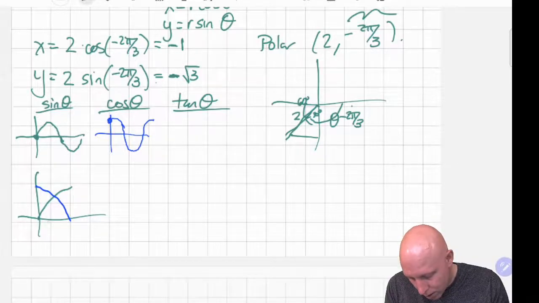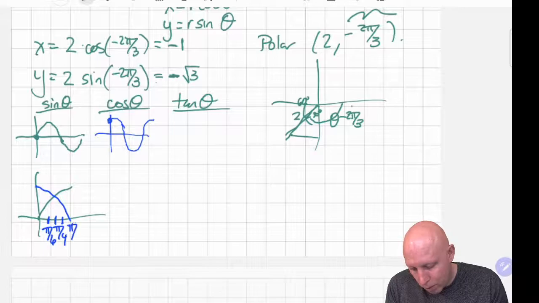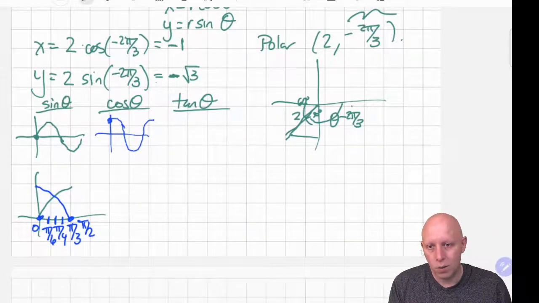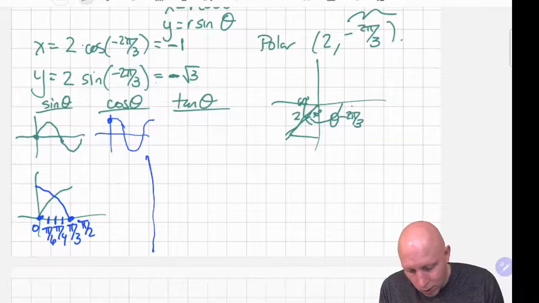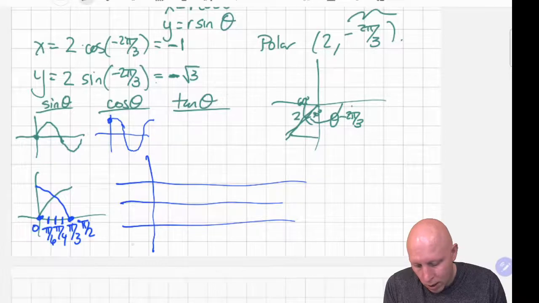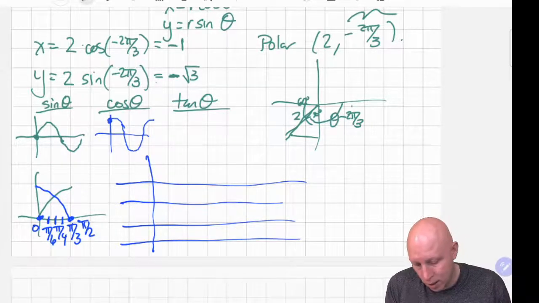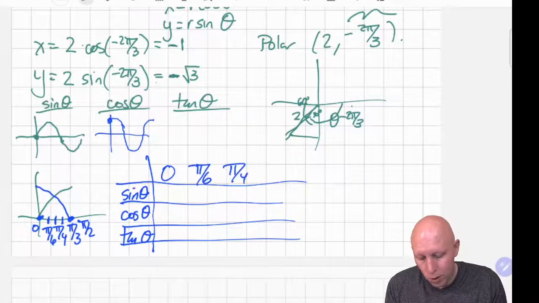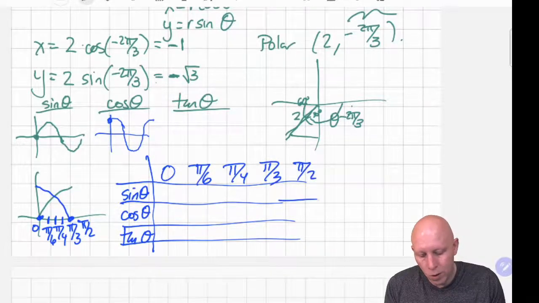At our special points, which are 30 degrees or pi over 6, 45 degrees or pi over 4, and 60 degrees or pi over 3. And then we have 0, we have pi over 2. Sine and cosine always take on the same values. And I don't know if you've seen this before, but there's a nice pattern to it. So we have sine, cosine of theta, and tangent of theta, and theta is equal to 0, pi over 6, pi over 4, pi over 3, pi over 2.